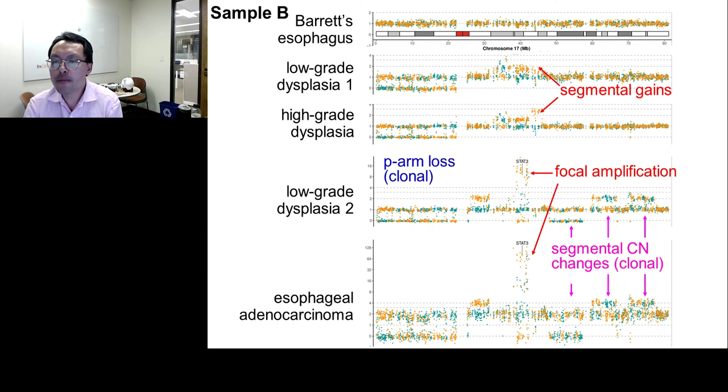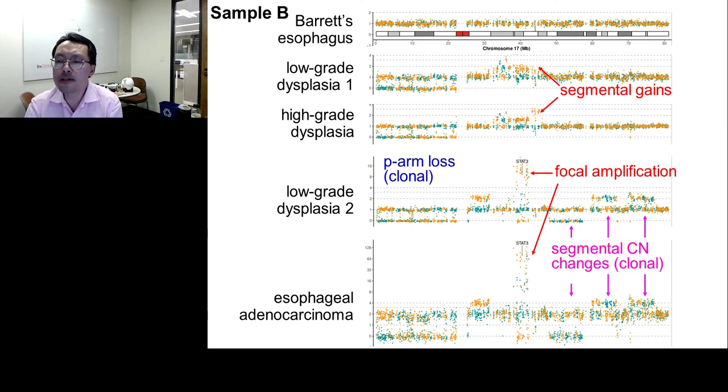Moreover, when you compare the low-grade dysplasia 2 and adenocarcinoma, you see very similar DNA copy number patterns, including extensive segmental copy number changes, both gain and loss on the terminus next to the region of focal amplification.